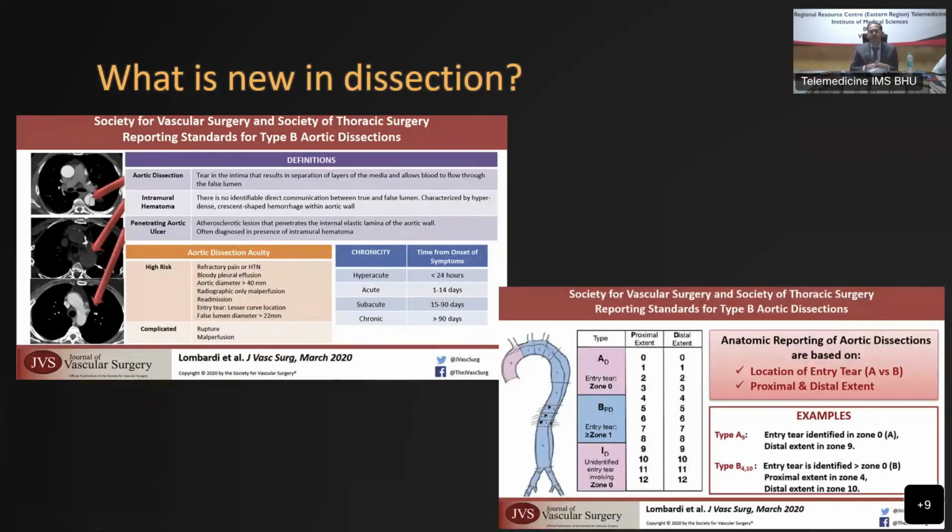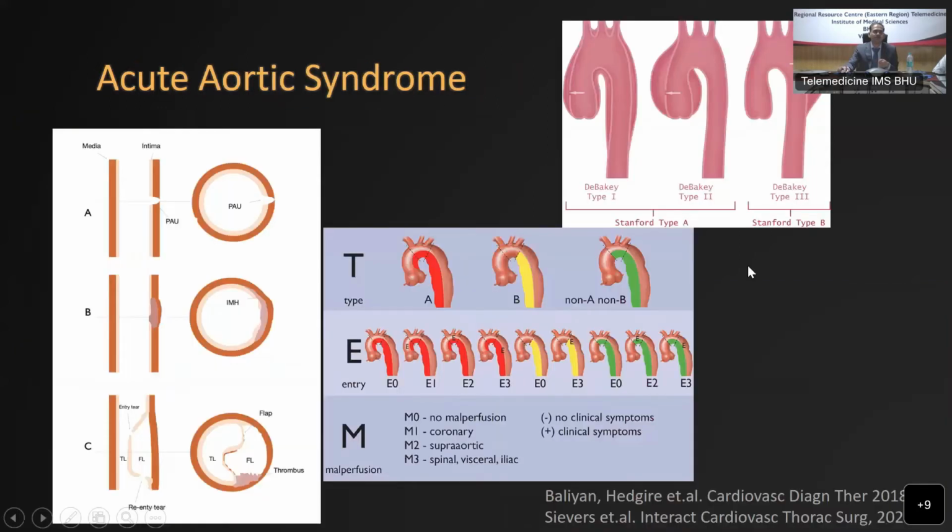So in the year 2020, the Society of Cardiac Surgery and Vascular Surgery came together and decided to revamp the way we describe these dissection findings a little bit. The bottom line here is that we need to first identify what is the finding. Is it an aortic dissection? Is it intramural hematoma? Or is it penetrating atherosclerotic ulcer? And then we have to describe where is the entry tear. The entry tear, based on whether it is in the ascending aorta or arch or descending aorta, is going to basically lead to what is called the Stanford type A or type B classification system.